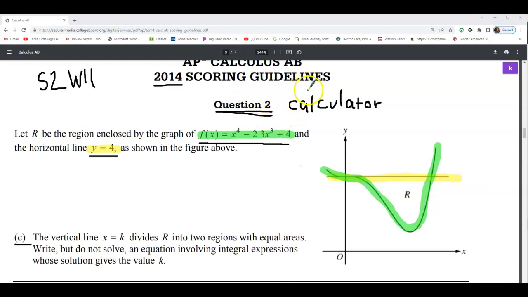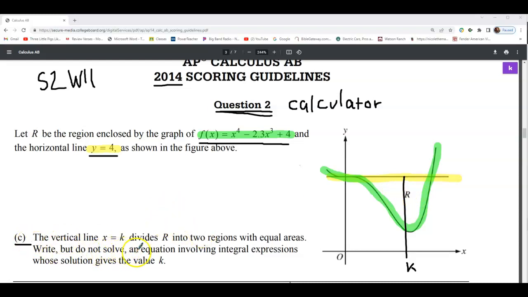All right, so part C says the vertical line x equals k divides R into 2 regions with equal areas. So we want to imagine an imaginary line that would cut R into 2 equal areas, and it has to be a vertical line. So that would be a line that maybe, I might guess to be right about here. So we'll call that K. That way the area to the left is approximately equal to the area to the right.